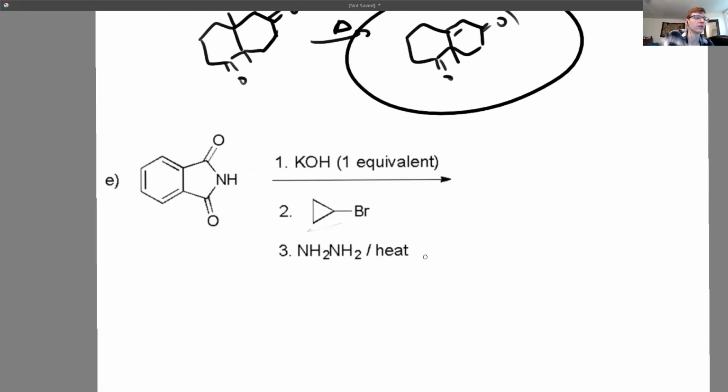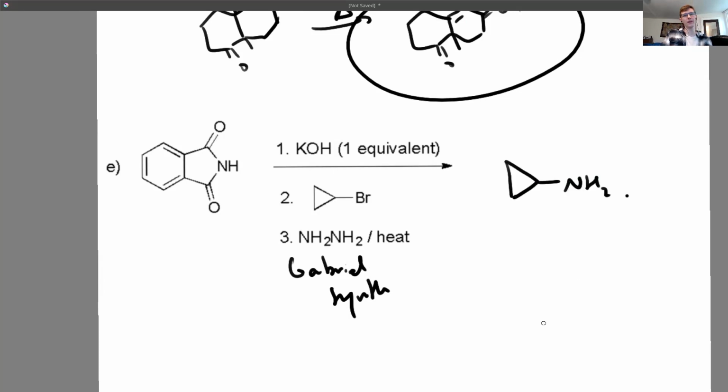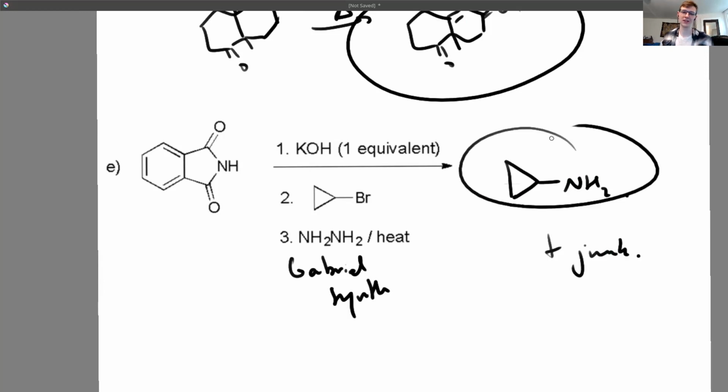So what reaction is this? This is a Gabriel synthesis. Exactly. Without worrying about steps 1 through 3 at all, because we know what the Gabriel synthesis does, what do we get at the end? You should just get a primary amine and then your Gabriel byproduct with the rings in it. Plus junk. Yeah, this is the part that we care about. So that's it.